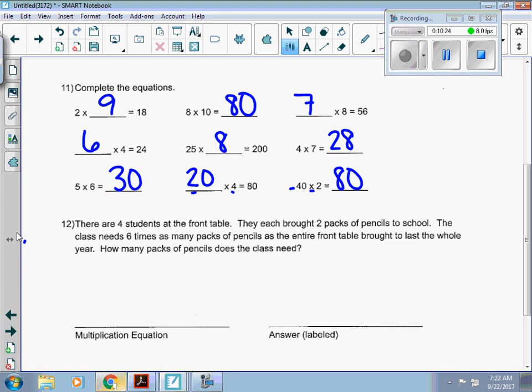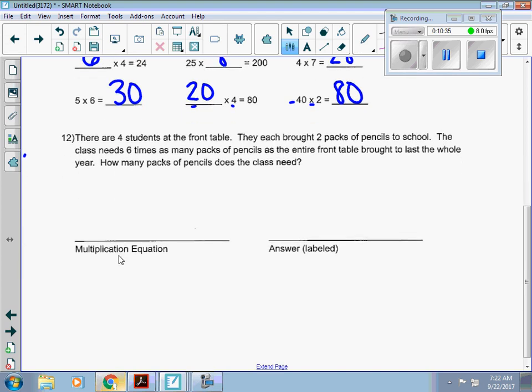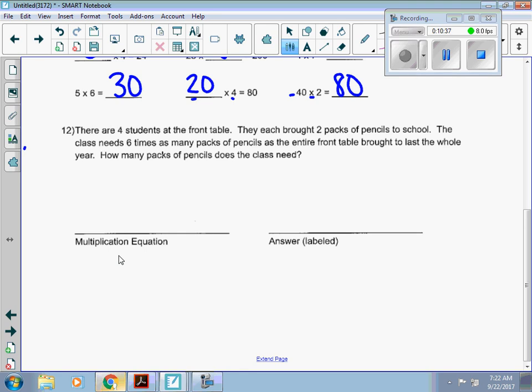Number 12. There are 4 students at the front table. They each brought 2 packs of pencils to school. The whole class needs 6 times as many packs of pencils as the entire front table brought to last the whole year. How many packs of pencils does the class need? Well, I have 4 students at the front table, and they each brought in 2 packs of pencils. The class needs 6 times as many as the entire front table. So I'm going to solve it when we get to my equation.